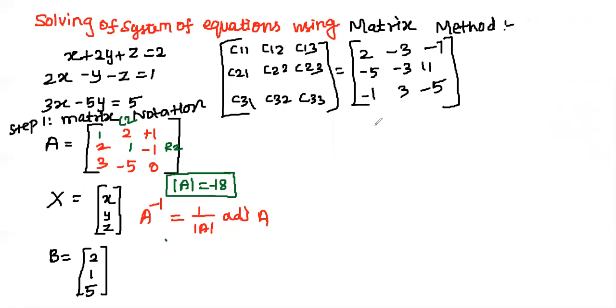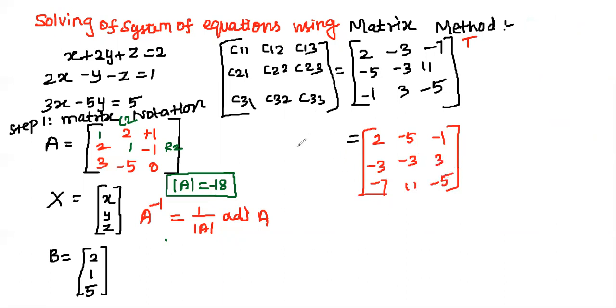So now I have to transpose the cofactor matrix. Transpose is nothing but just writing the rows into columns. So we'll be having 2, minus 3, minus 7 as the first column, minus 5, minus 3, 11, minus 11, 3, minus 5. So we found the adjoint of A.